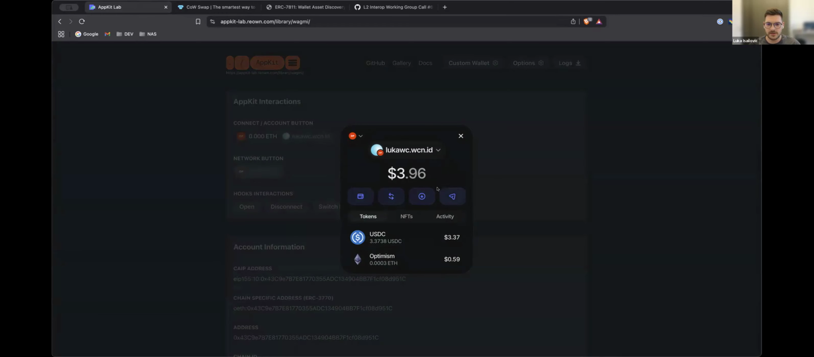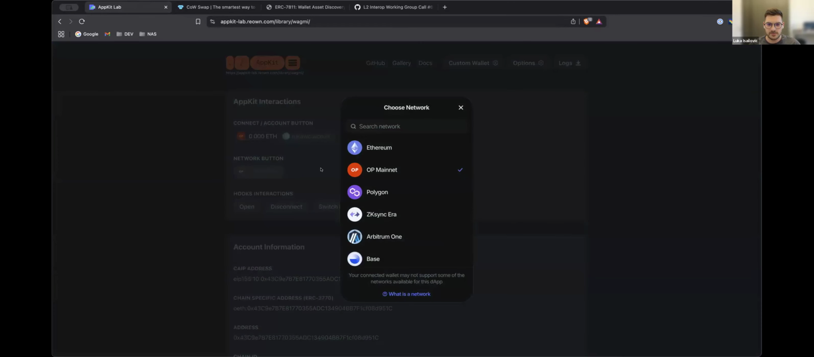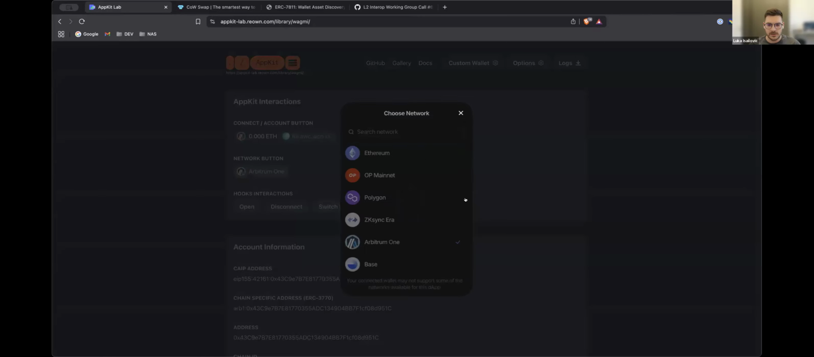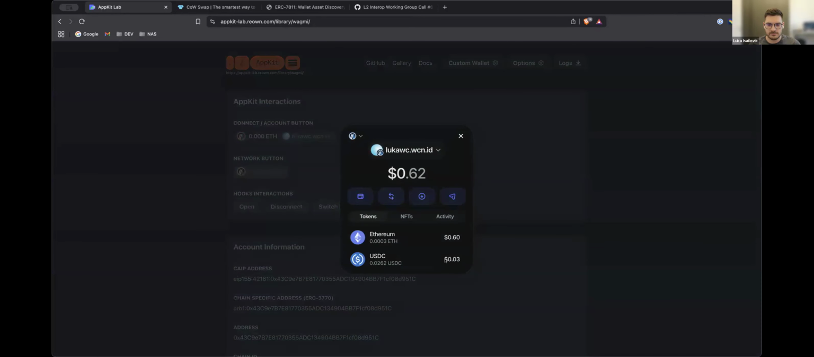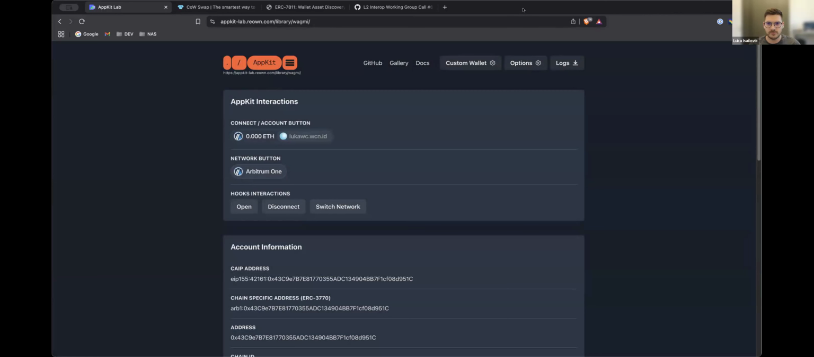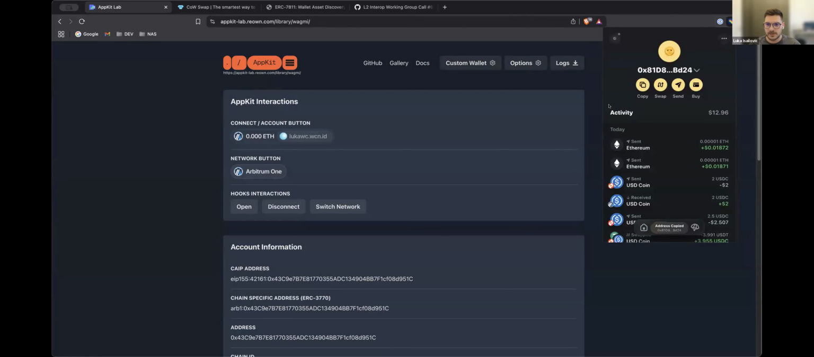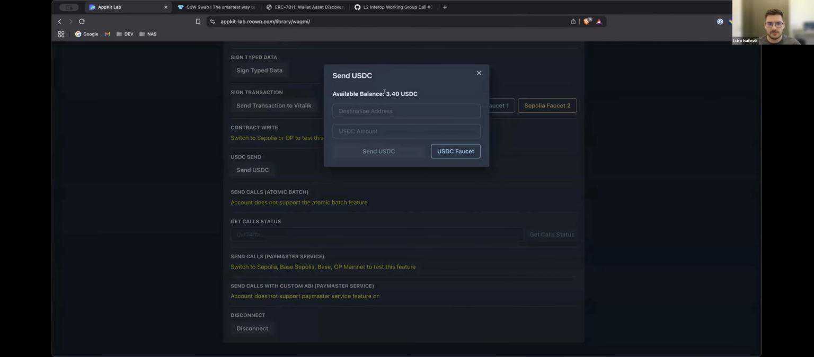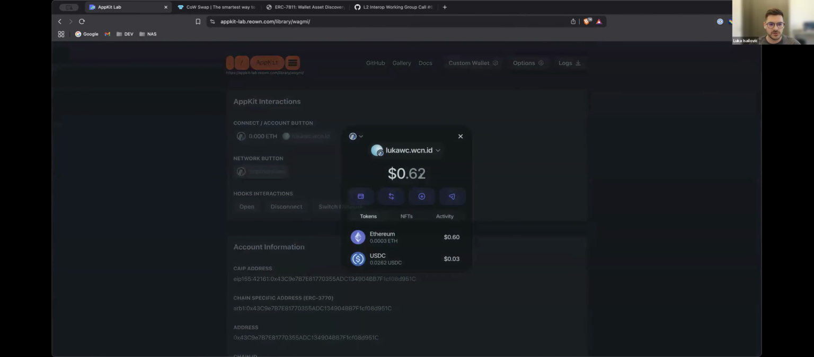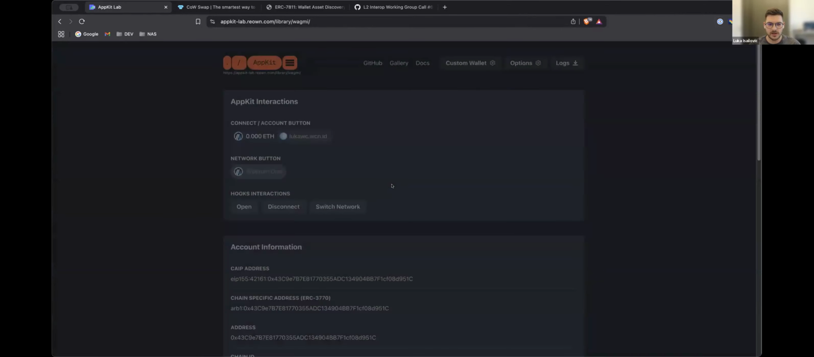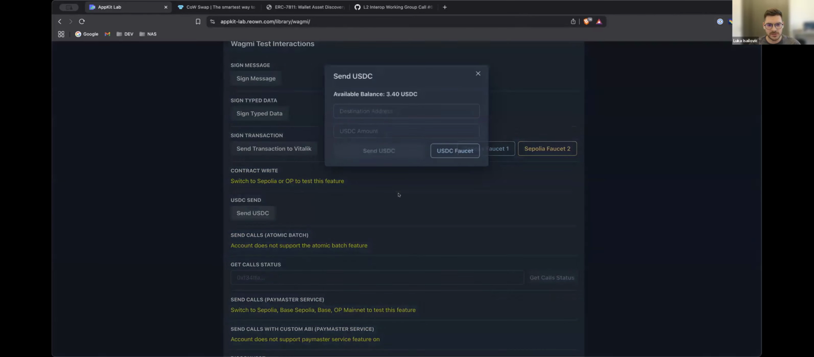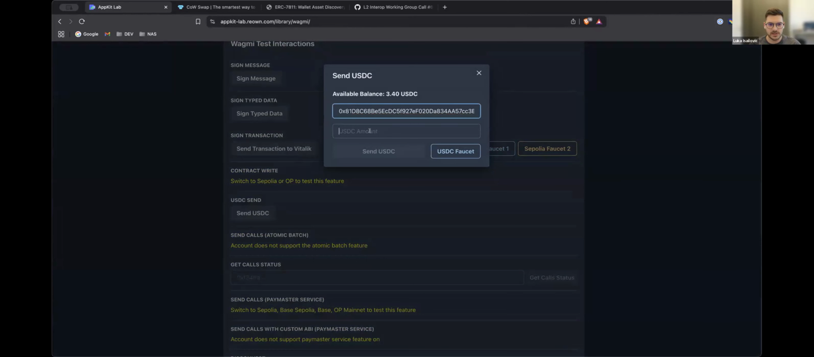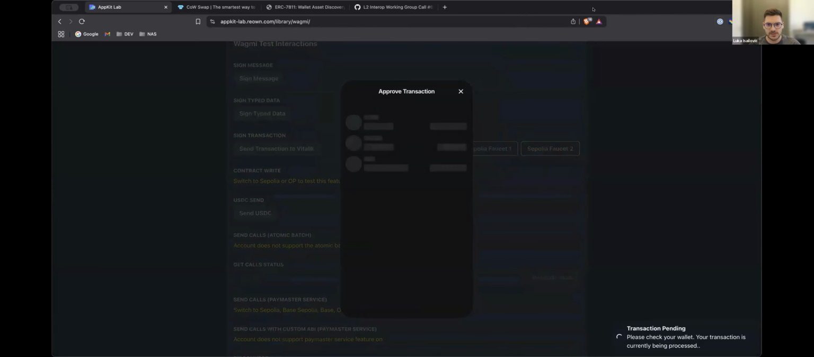So I have 3.37 USDC on Optimism, and I'm gonna switch to something like Arbitrum here, which has basically no USDC. Then I'm gonna copy my account address here, and I'm gonna go send USDC. It has an available balance here of 3.4, which is the aggregate balance of my other chain. Again, this is not my Arbitrum balance. If I go to my wallet here, which just displays the balance on this chain, it has 0.03. But the wallet knows it could get the USDC from different chains.